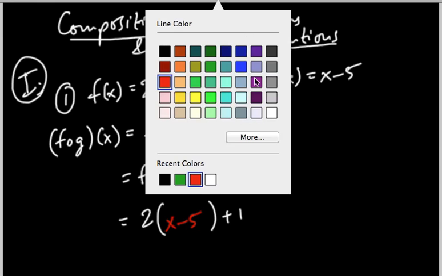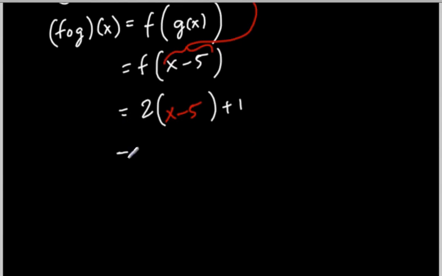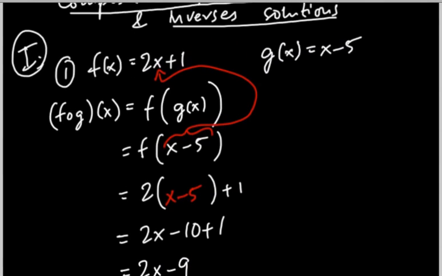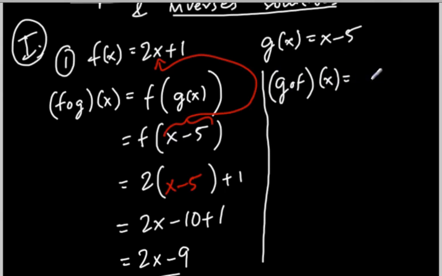Now all I have to do is simplify it. So it's 2x minus 10 plus 1, and that's equal to 2x minus 9. So that's the expression for f of g. Now let's do the same thing for g of f. So g of f of x just means you get g, and as its argument, you put f of x.